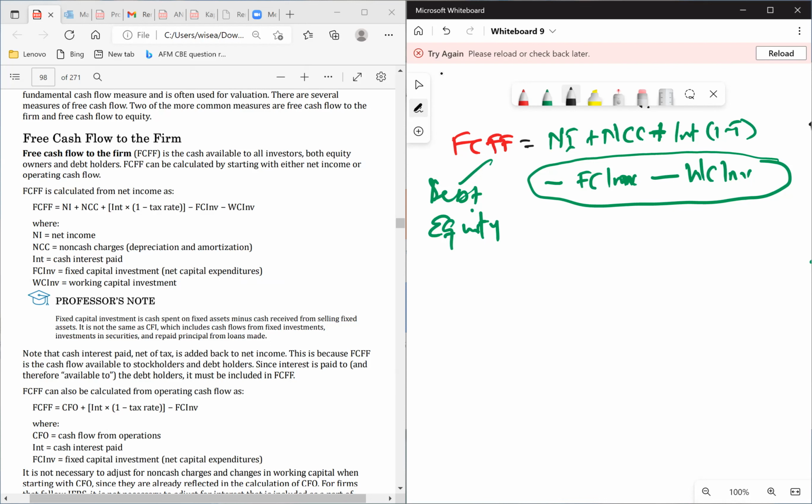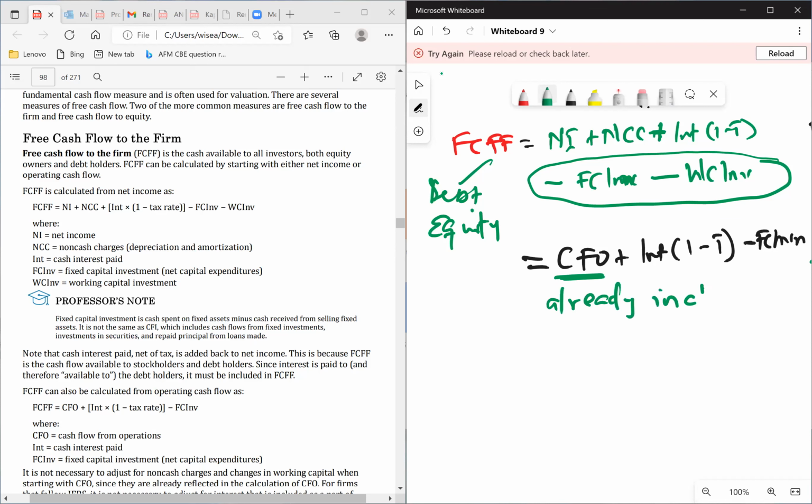Then we can also calculate the free cash flow from the cash flow statement, cash flow from operations. So you pick the cash flow from operations, then you add the interest adjusted for tax, 1 minus T, and then you subtract the fixed capital investment. Why are we not subtracting working capital investment? Because the cash flow from operations, from the cash flow statement, already includes what?